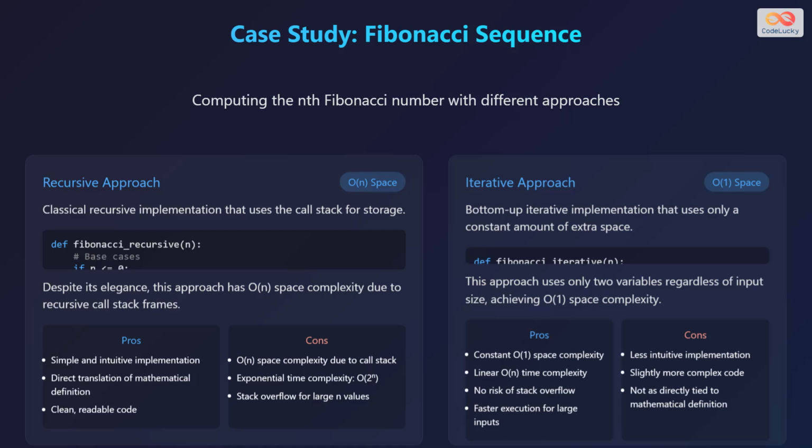Let's consider an iterative approach which has a space complexity of O(1). This is a bottom-up iterative implementation that uses only a constant amount of extra space. In this Python function fibonacci_iterative(n), this approach uses only 2 variables, regardless of the input size, achieving O(1) space complexity.